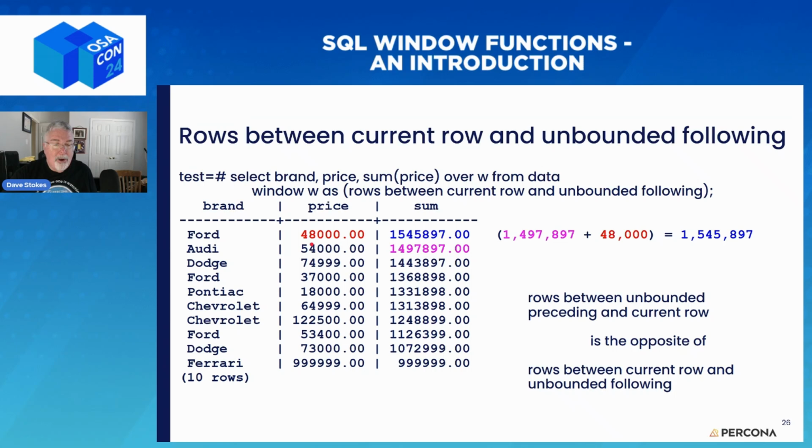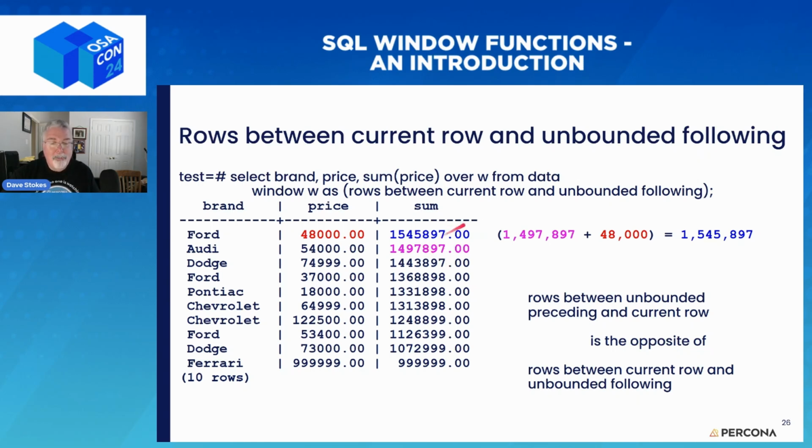So we're going to take our 48 grand and we're going to add up the rest of this column to get this figure. Now, the next column we come down to is our total minus these two numbers, or this number. I'm sorry. So this number here is this number here plus 48 grand equals 154,5897, and so on and so forth.